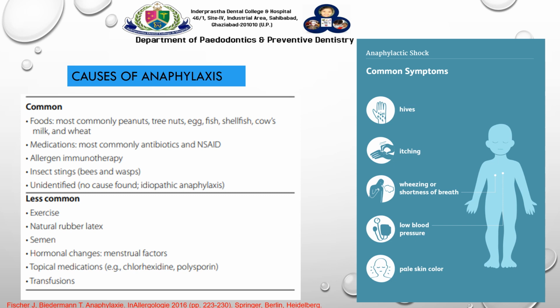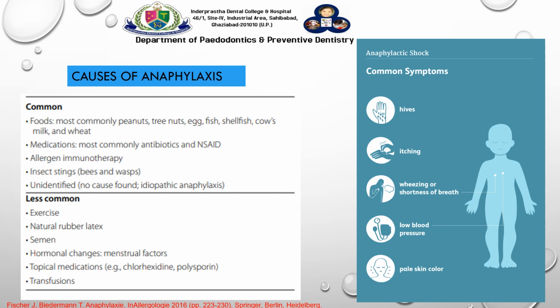Anaphylactic shock can be caused by many reasons. These can be food, medications, allergen immunotherapy, insects like bee or wasp stings, and unidentified causes like idiopathic anaphylaxis. Less common causes can be exercise, natural rubber or latex, hormonal changes, topical medication like chlorhexidine, and transfusions.